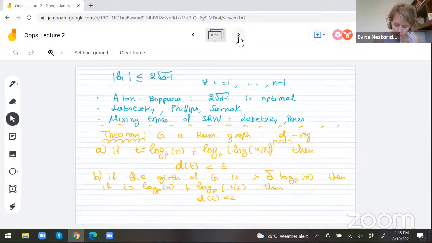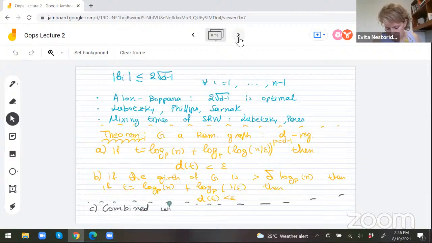Let me finish the picture here before comparing it with other theorems and explaining what cutoff is. The lower bound is basically trivial to prove. So combined with the fact that if we take a few less steps, so if t is log_P n minus this many steps, then the total variation distance is big.